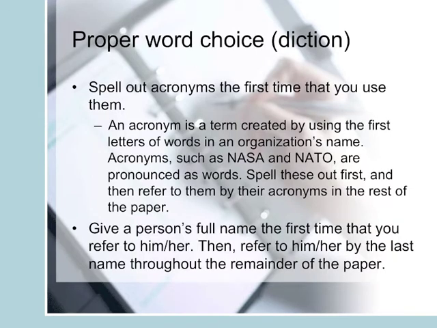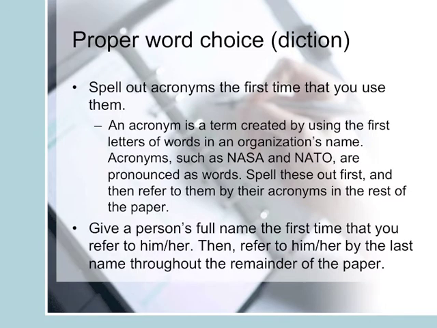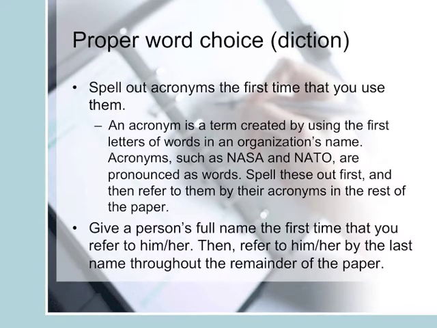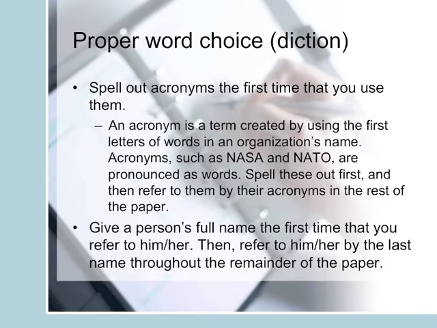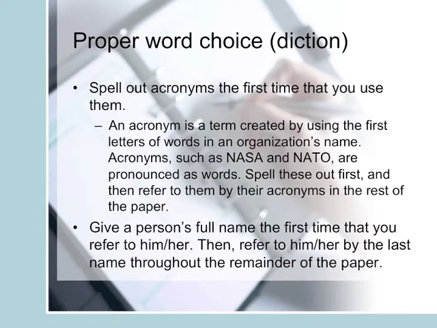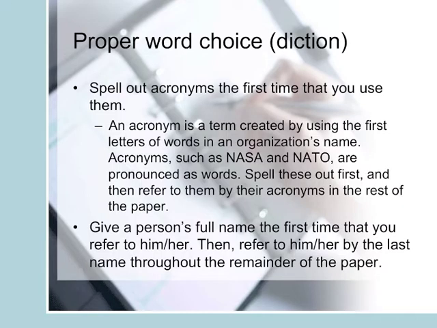One thing you want to make sure of is that you always spell out acronyms the first time that you use them. You don't have to spell them out throughout the entire paper. In fact, I prefer that you don't. But on the first use, please do spell them out. An acronym is a term created by using the first letters of the words in an organization's name. Acronyms such as NASA and NATO are pronounced as words. Spell these out first and then refer to them by their acronyms in the rest of the paper.